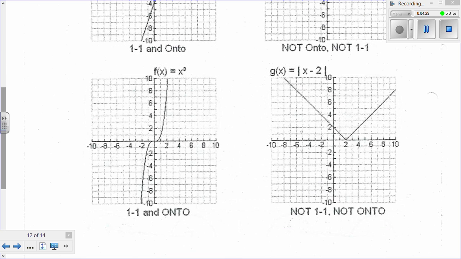Again, if I draw my horizontal line, bottom left, it passes the horizontal line test, and it is onto because my domain and my range are both all real numbers. Over here on the right, it again fails the horizontal line test, so it's not one-to-one, and it's not onto because my domain is all real numbers and my range is y is greater than or equal to 0.